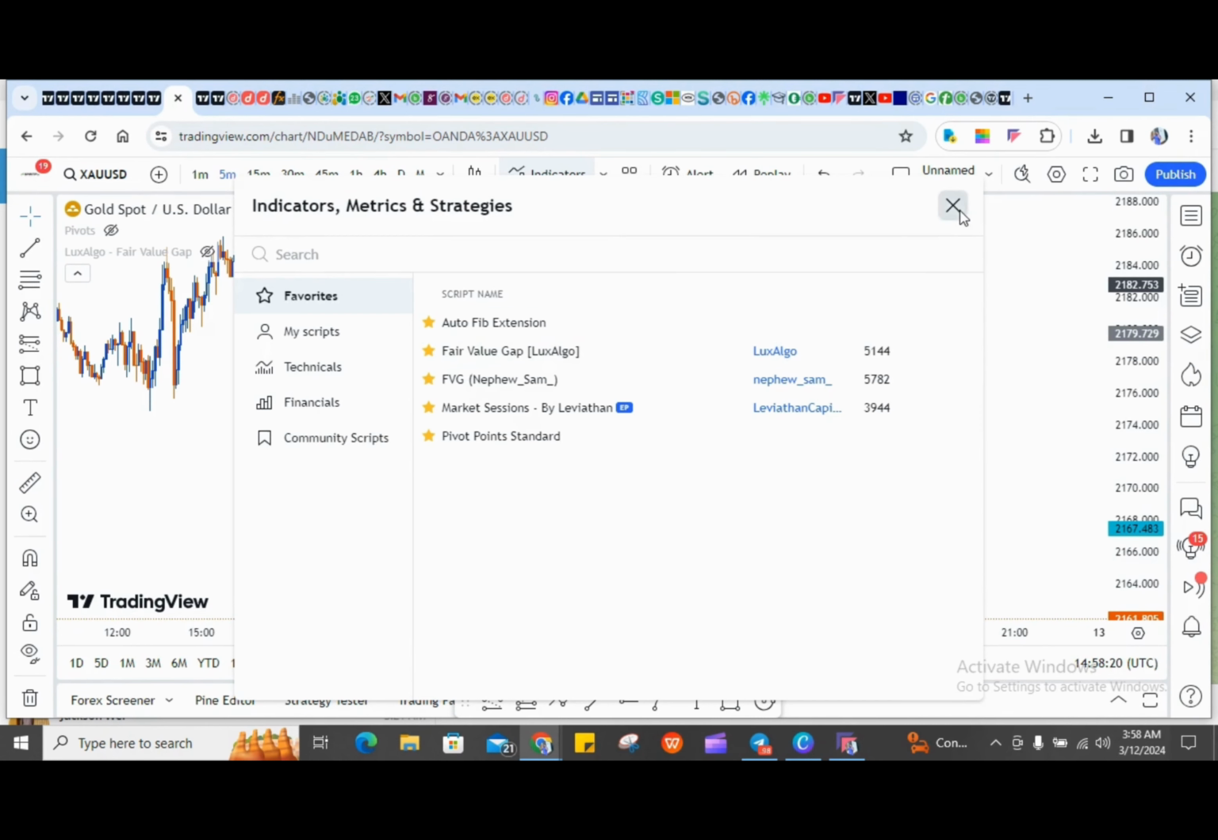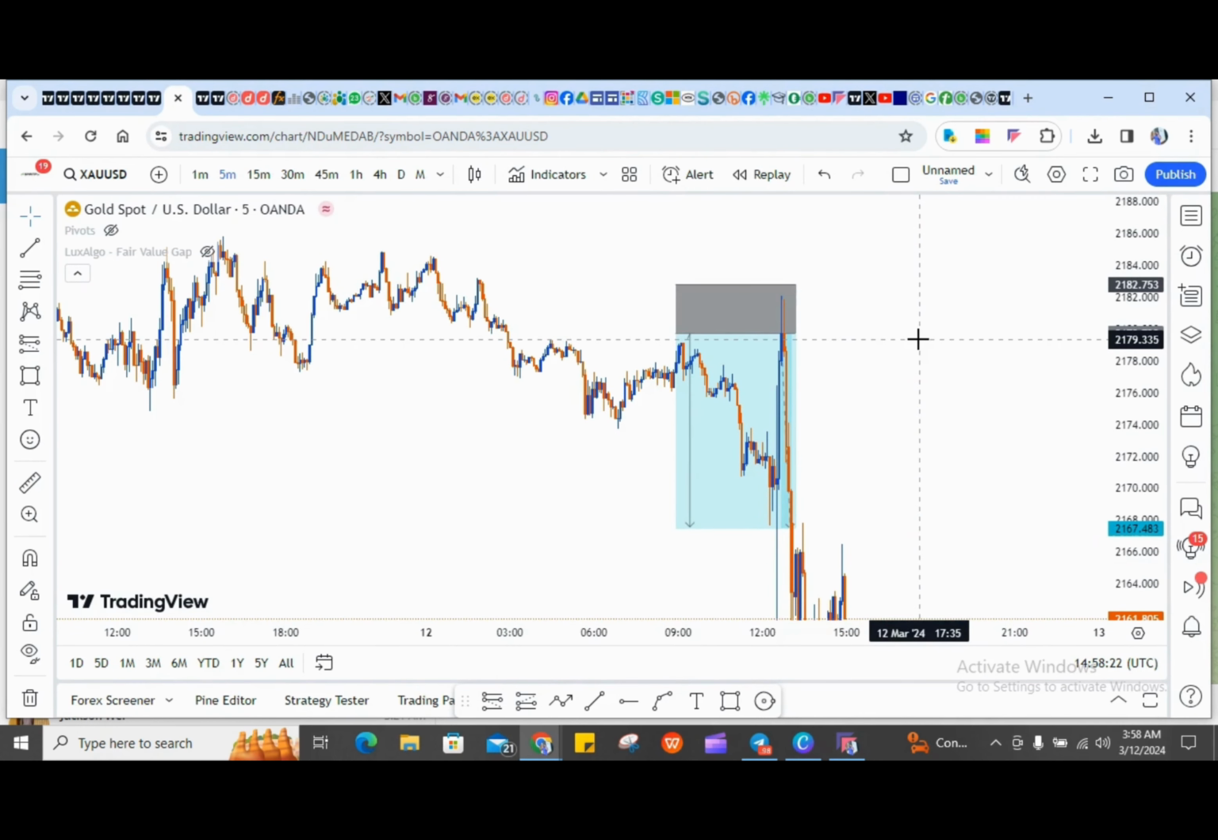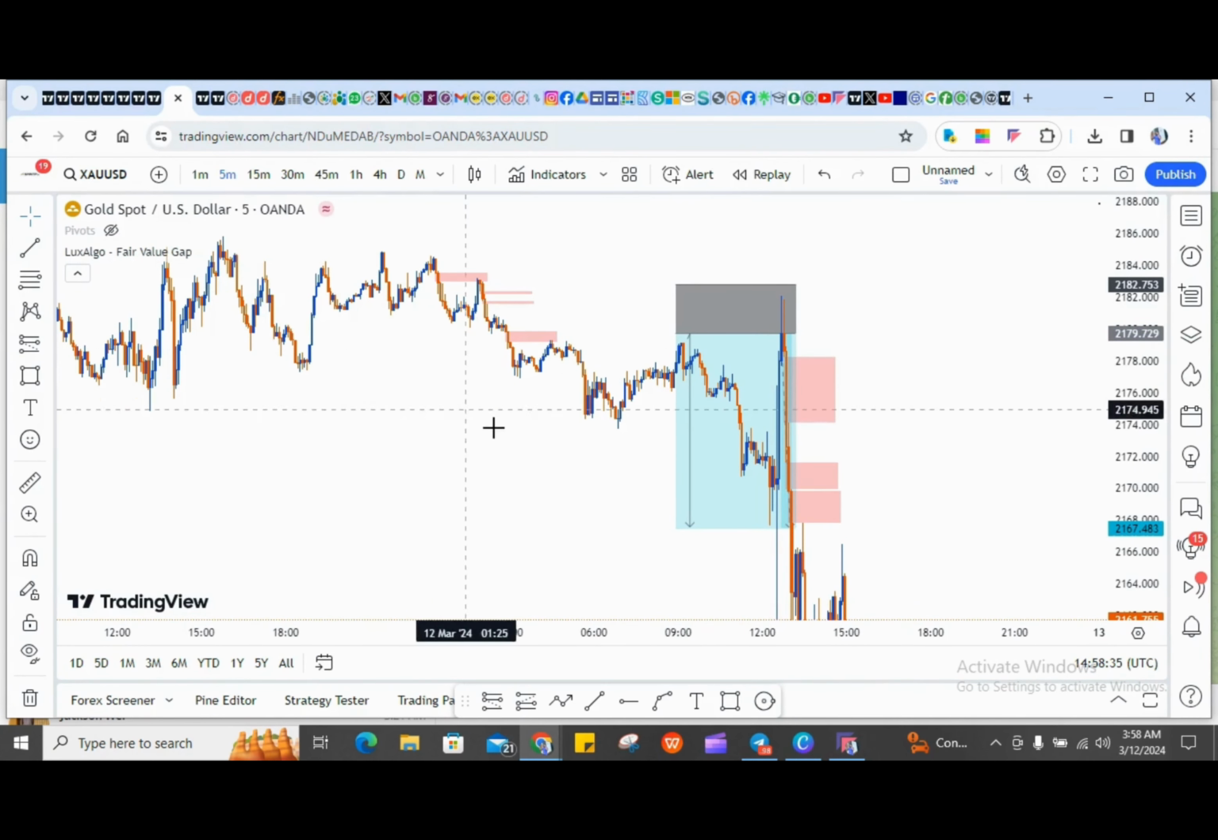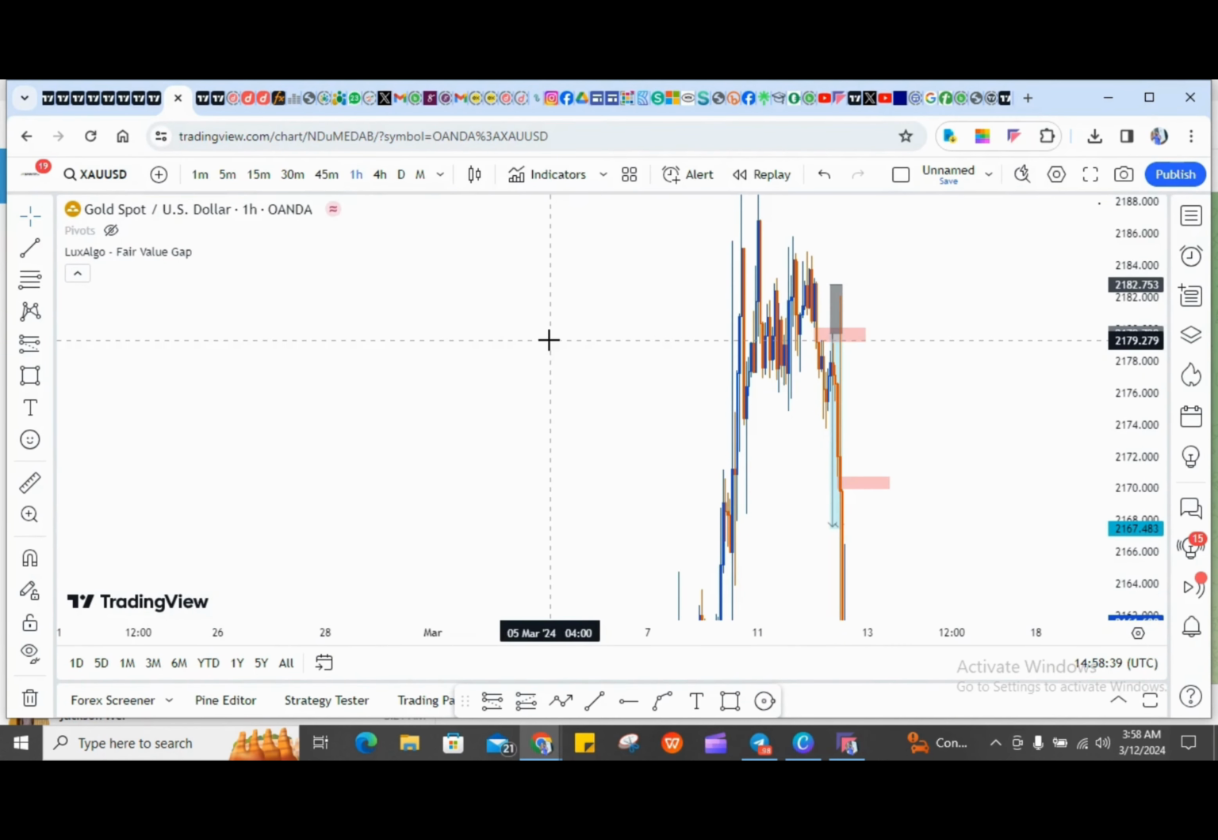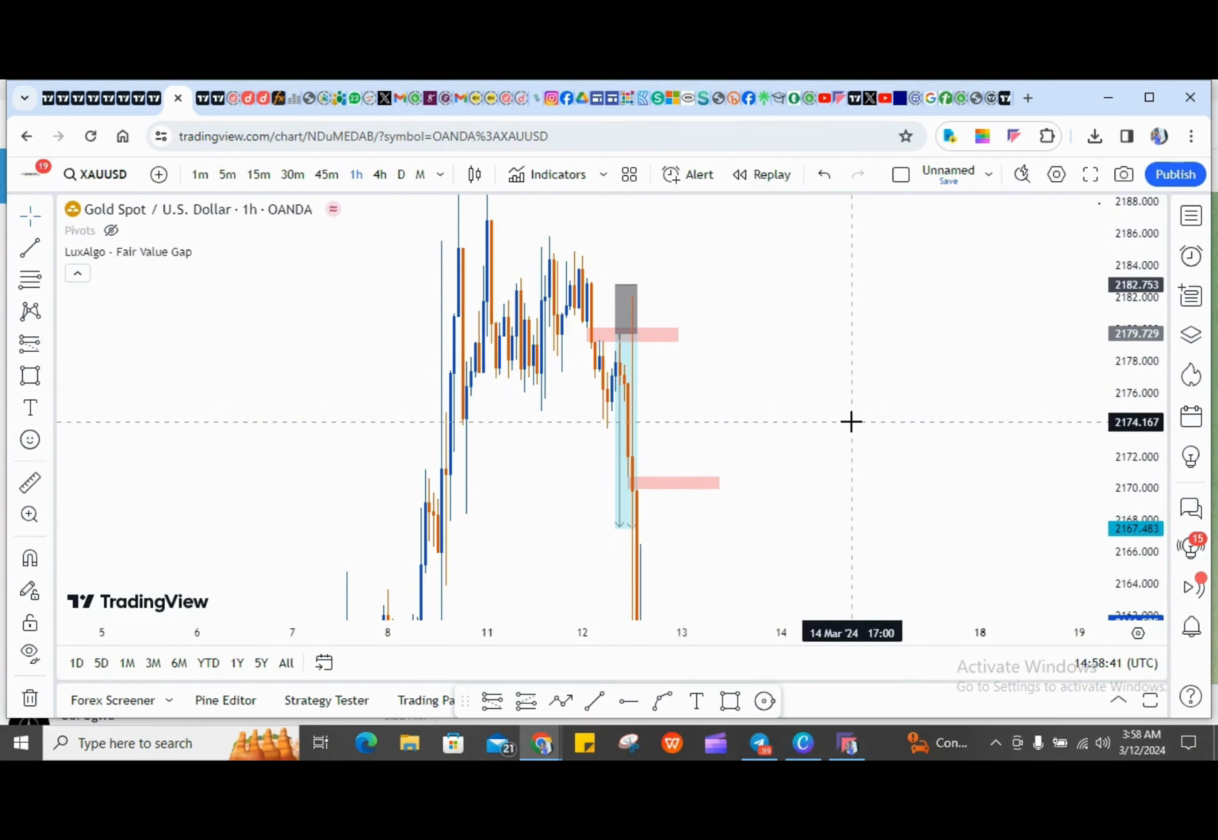All right, so it automatically plots the fair value gap for you. It just brings them out for you, so you don't have to start looking for it. So let's switch it on. As you can see, I have it here. Let's switch it on. Okay, now let's go to a 1 hour time frame. Like I said, 1 hour time frame. I use this on a 1 hour time frame.